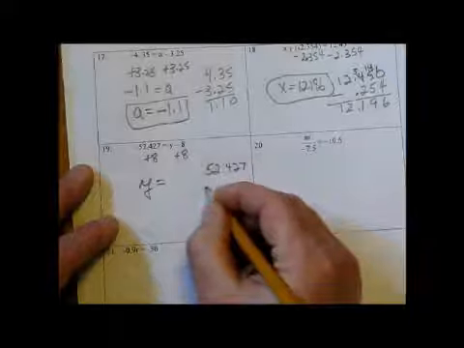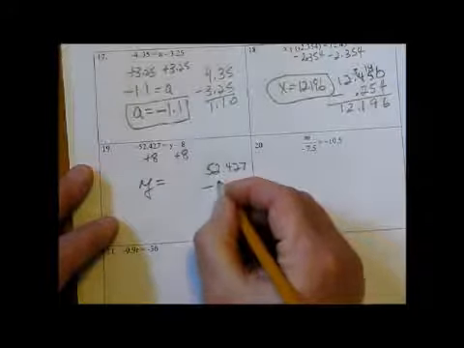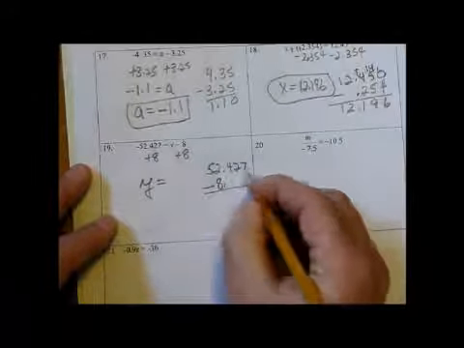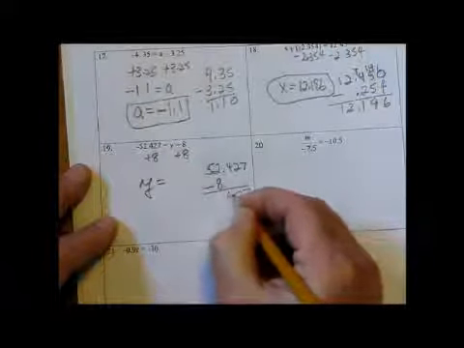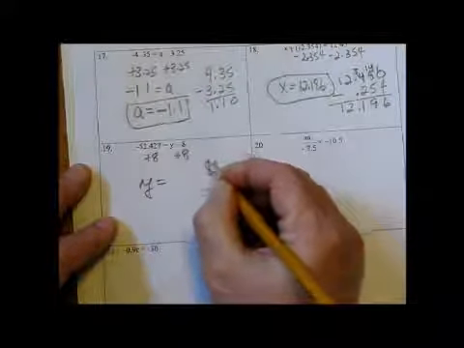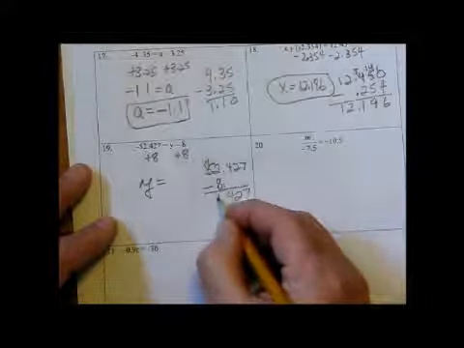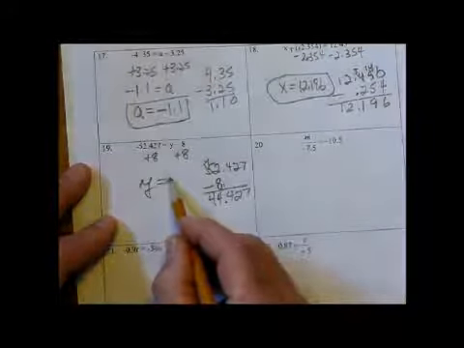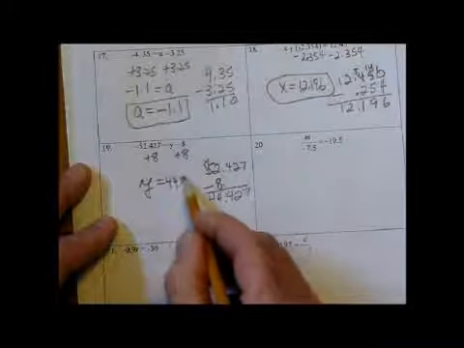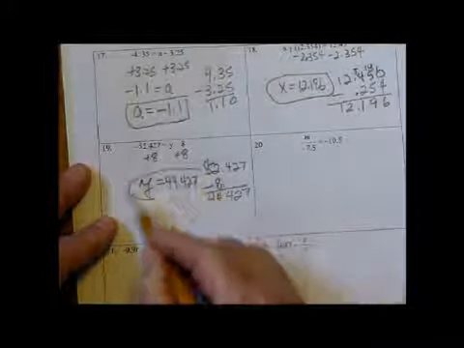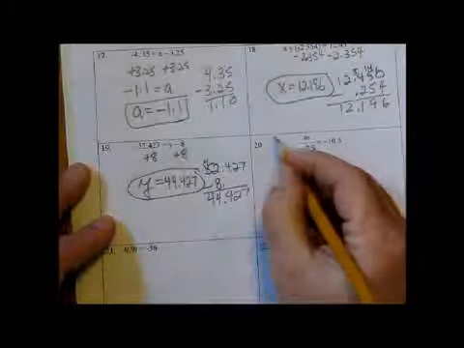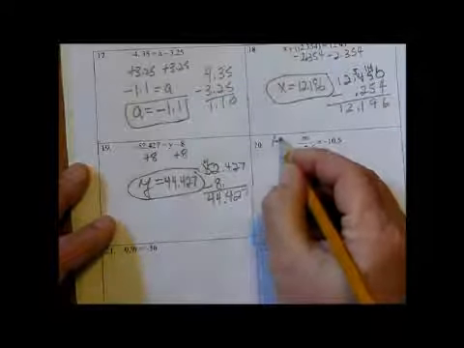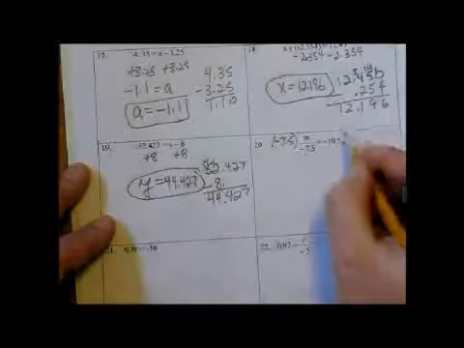So 52.427 minus 8. Line up the decimals. And then this should be a pretty easy problem. Do a little borrowing there. I get 12 minus 8 is 4. So I get 44. Bring down the decimal. 44.427. Next problem. I'm just going to multiply each side by negative 7.5.